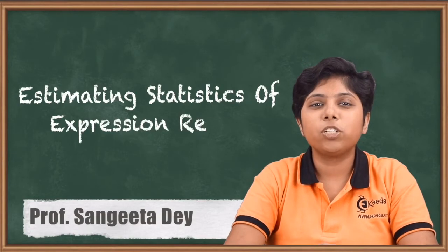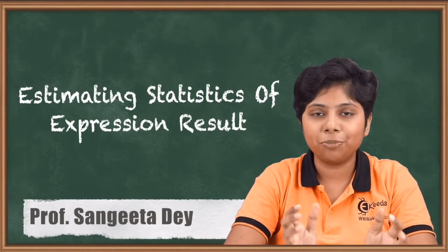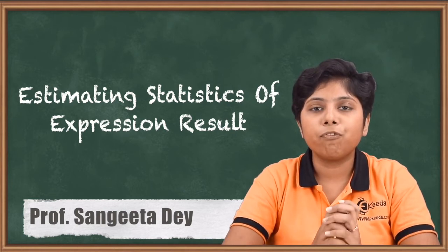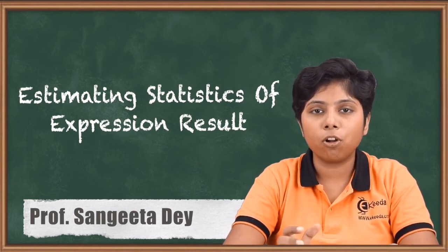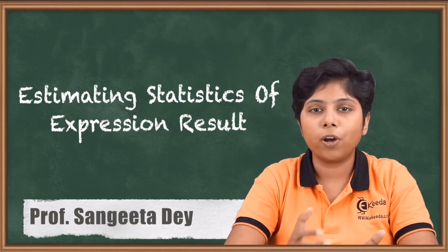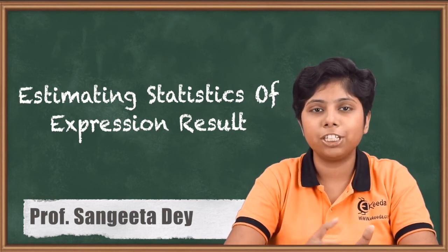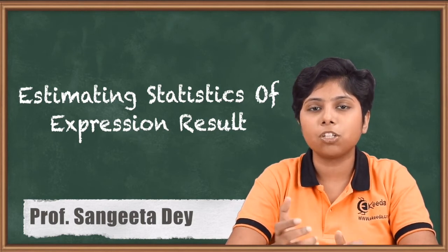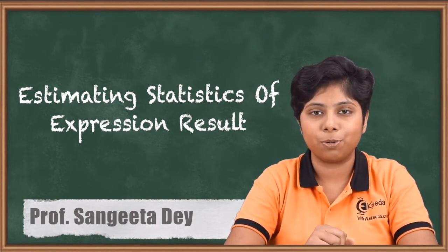Hello friends, today we will talk about the expression result and their statistics estimation. We will find the statistics of the catalog information of every join relation, selection relation, and sorting relation, and check what the statistics of each of these results on the expression is.